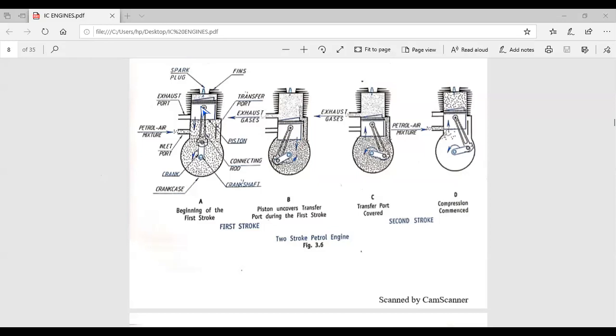Maitri, do you have any doubt? Hello? Lakshmi, do you have any doubt? No, sir. Okay. Nikhil, can you listen? Nikhil Gowda? Yes, sir. Do you have any questions regarding the two-stroke petrol engine?